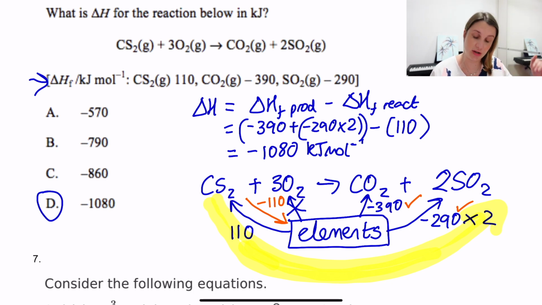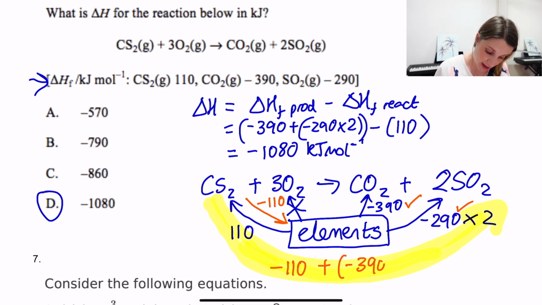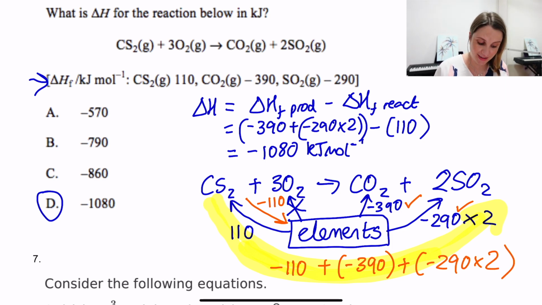And then all I have to do is to add up all of the arrows on the route. So that becomes minus 110 plus minus 390, and then plus minus 290 times 2. And you add them all together and you get the same number overall. So if you're not sure about the equations overall, you can solve things using a different route by just building your own Hess cycle rather than relying on memorizing the equations.